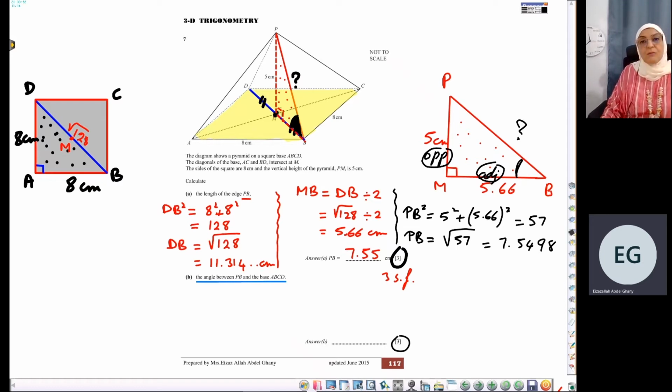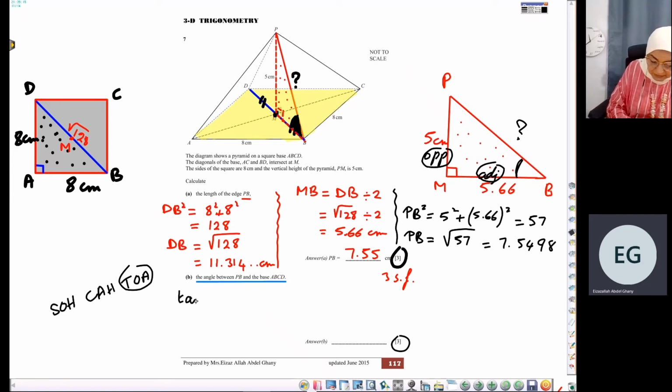Why is it worth 3 marks? It is just SOHCAHTOA. Opposite over adjacent. It's tan. So, why is it worth 3 marks? Because one of the marks is naming the angle. You have to name it. You have to write that you need to find angle PBM. Be proud of mentioning the angle is opposite over adjacent.